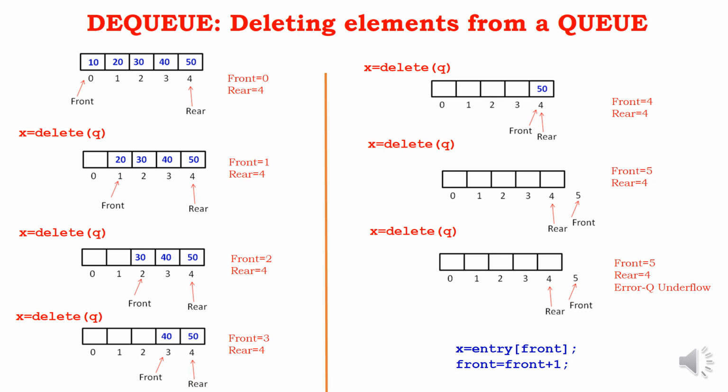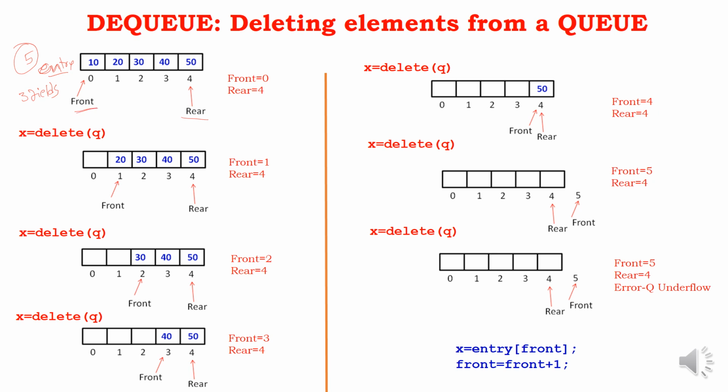Now dequeue. Dequeue means deleting an element from a queue. We can delete elements from the front end of the queue. Suppose, for example, let us use the same queue, where the queue contains a maximum of 5 elements. We have filled 5 elements. From location 0 to location 4, there are 5 elements. The queue is nothing but a collection of 3 fields or 3 members, it is a structure: entry, which is an array, front and rear.